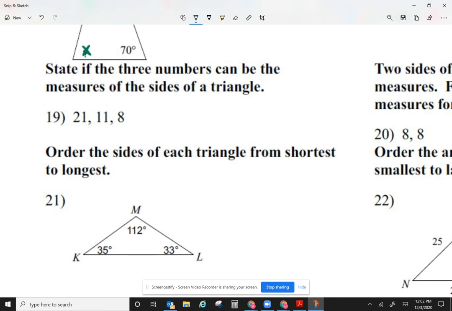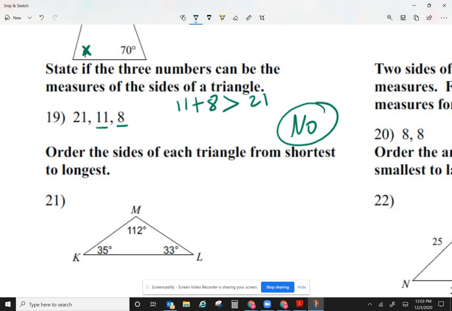What I'm going to do is add the two smaller numbers. You can compare the numbers. We can see the two smaller numbers are 11 and 8. So I'm going to add 11 plus 8. And my result has to be bigger than the third side. So what I'm asking is, is 11 plus 8 more than 21? It could not be less than 21. It cannot equal 21. It has to be bigger than 21. Is 11 plus 8 more than 21? My answer is no. I cannot make a triangle.